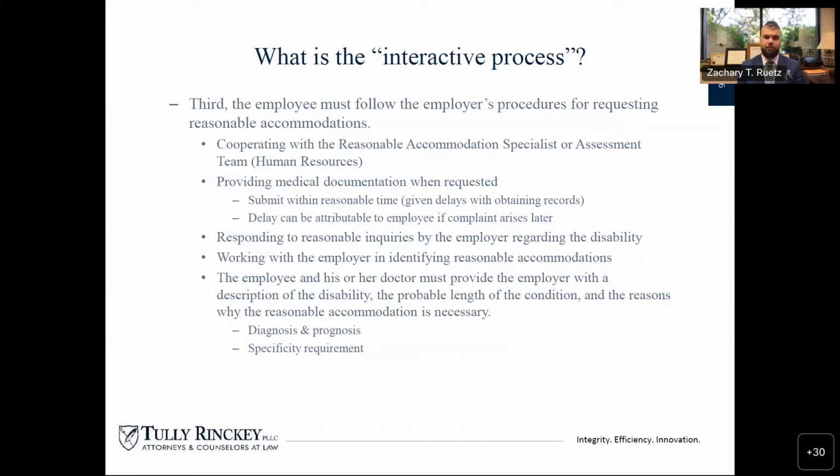And then working with your employer to identify those reasonable accommodations. That might be a conversation with your supervisor or the reasonable accommodation specialist or committee, talking about JAN, looking at it together, those things to help you move through those resources. And then also the doctor providing the employer with diagnosis and prognosis. These are very important things for the doctor to provide. It can't be a one-line letter from the doctor saying that you need an accommodation. It has to have a description of the disability. There is some specificity requirement for the disability description. The probable length of the condition, that's the prognosis, and then why this particular accommodation is necessary and will help with the limitation.